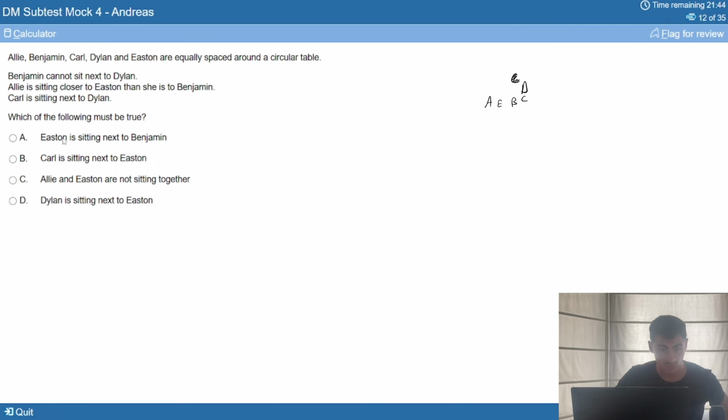Which of the following must be true? E sitting next to B. Could be. C sitting next to E. No. Ali and E. No. D sitting next to Easton. I mean, it's A. Okay. Yeah.